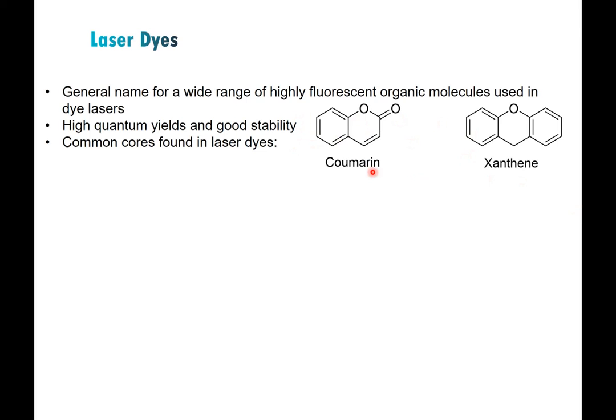But anyway, these have been used in lasers, even if they're not commonly used for that anymore. They have really high quantum yields and good stability, which is why they can be used as a lasing medium. There are two common cores found in laser dyes. Of course there are others, but the coumarin core that we're all familiar with, and then xanthene is another core. Xanthene itself, I don't think is very fluorescent, but there's a huge category of substituted analogs of xanthene that do have very good fluorescence properties.